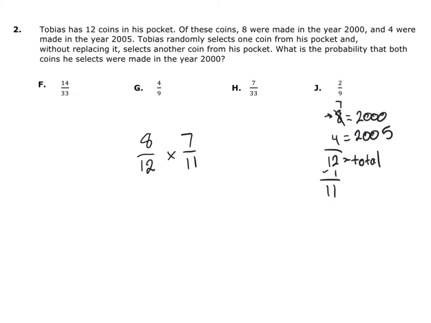And then we can multiply. Now, I like to reduce any fractions to the lowest possible form before I multiply because I like dealing with smaller numbers. So 8 over 12 could be simplified down to 4 over 6, and then if you want to keep going further, 2 over 3. So now we can multiply. We have 2 times 7 is 14, and 3 times 11 is 33. So our overall probability is 14 over 33, F.